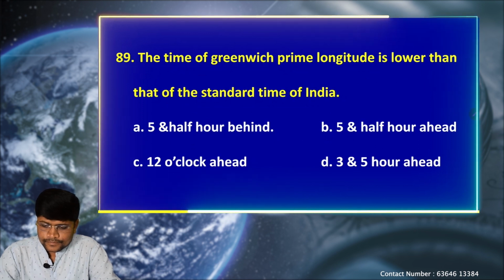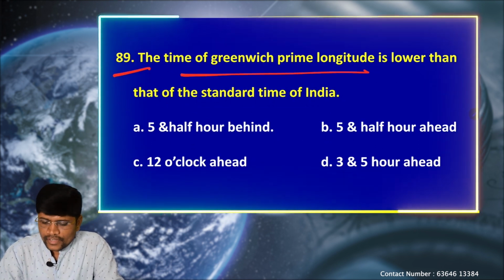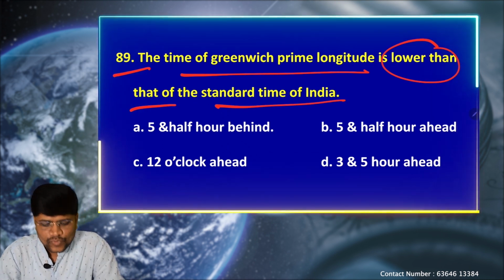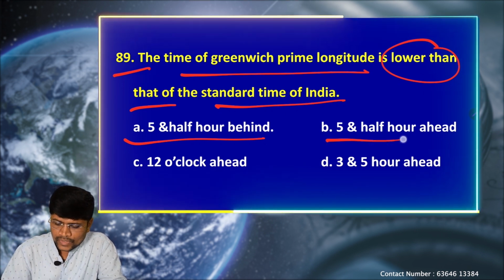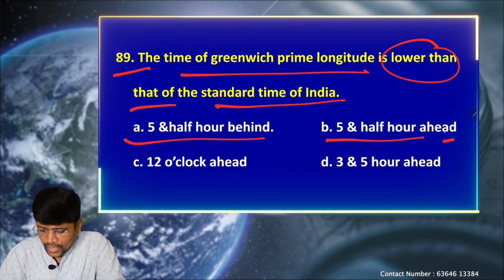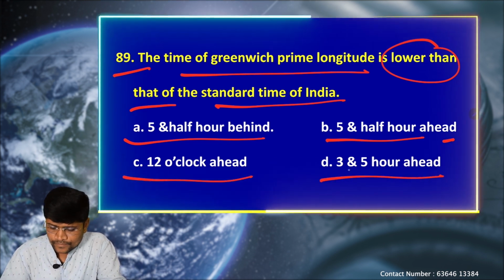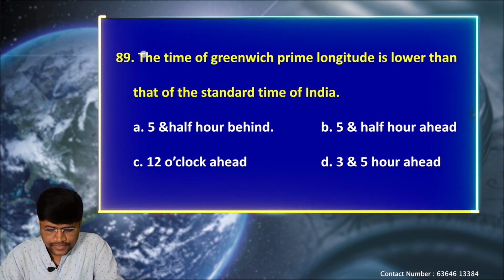Okay, next question, question number 89. The time of Greenwich prime longitude is lower than that of the standard time of India. Okay, so the options we have: A, 5.5 hours behind; B, 5.5 hours ahead; C, 12 hours ahead; D, 3.5 hours ahead. Okay, so we'll see the discussion.